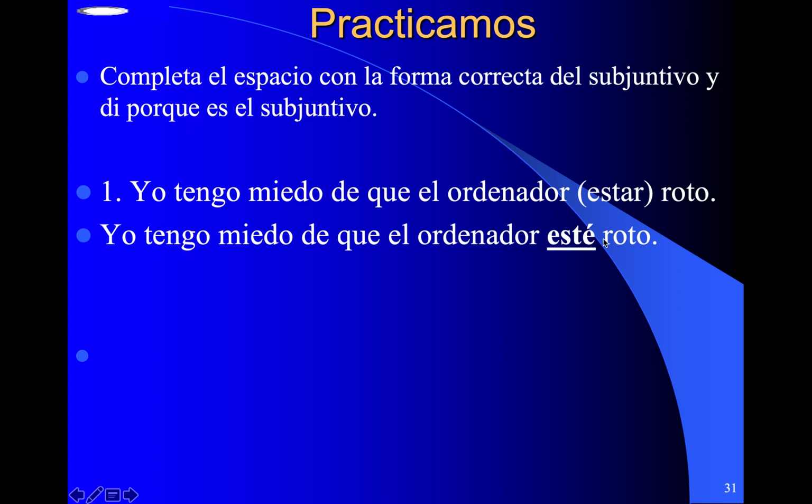Don't forget that tilde on estar's forms in the present subjunctive. So why is this subjunctive? Well, our phrase is tengo miedo de que. That means I am afraid that the computer is broken. So this is a phrase that expresses emotion. So in WEIRDO, it would be E for emotion.